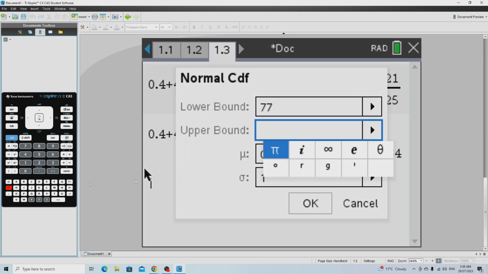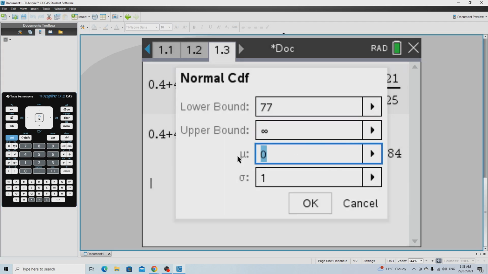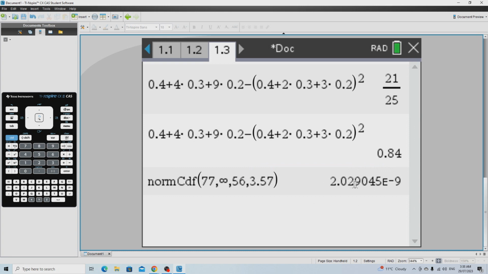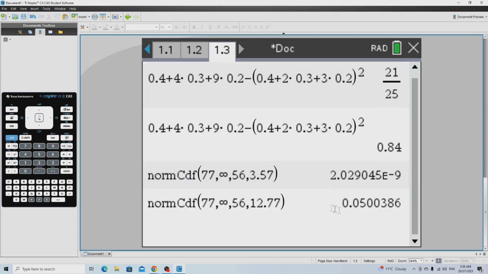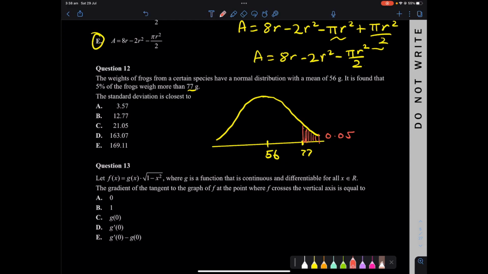Your upper bound is infinity. Your mean value is 56, and your standard deviation, let's pick the first point, which is 3.57, the first answer. So they should equal 0.04. Nope, this one does not equal, so I'm going to put the next value in, which is 12.77. Okay, 0.05, which is 5%. So I would pick B as your answer.